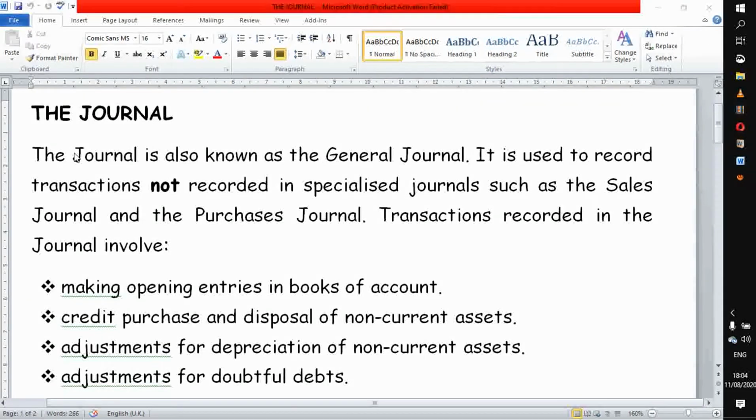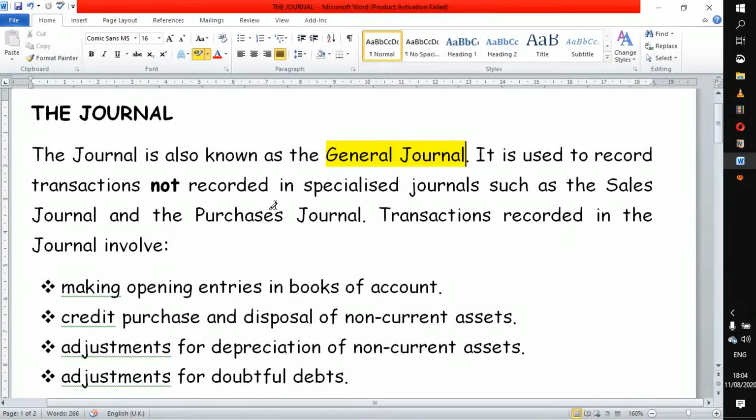So the journal is one other book of prime entry that is used more often in the business. The journal is also known as the general journal in some textbooks. This one is a general book of prime entry. It's different from the other specialized journals that we have looked at, like the sales journal and the purchase journal.